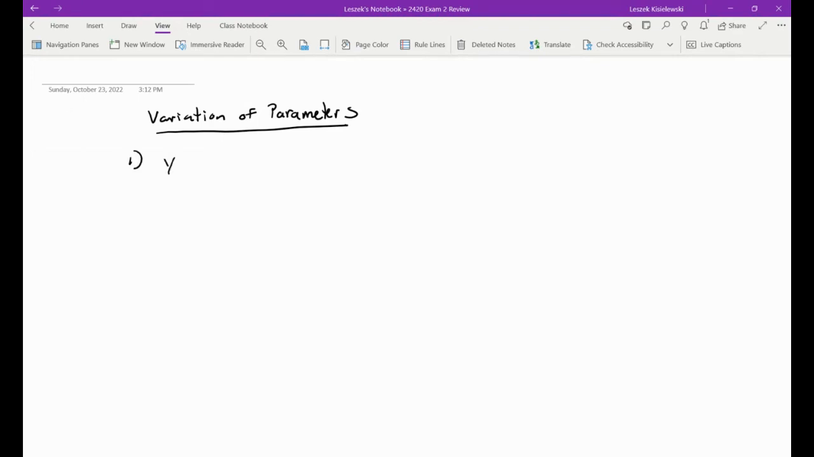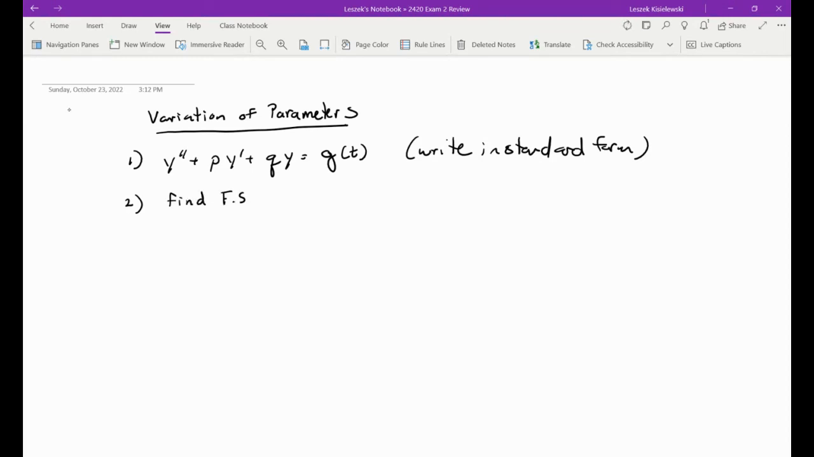Okay, so let's review that method. So you have a second order differential equation written in some standard form, so the coefficient for y double prime is 1. And you have a right hand side, let's call it g of t. So to get a general solution, first find the fundamental solution set to the homogeneous version of this problem. This is a necessary step even if they just ask you for a particular solution, because the fundamental solution set is used in the formula for variation of parameters.